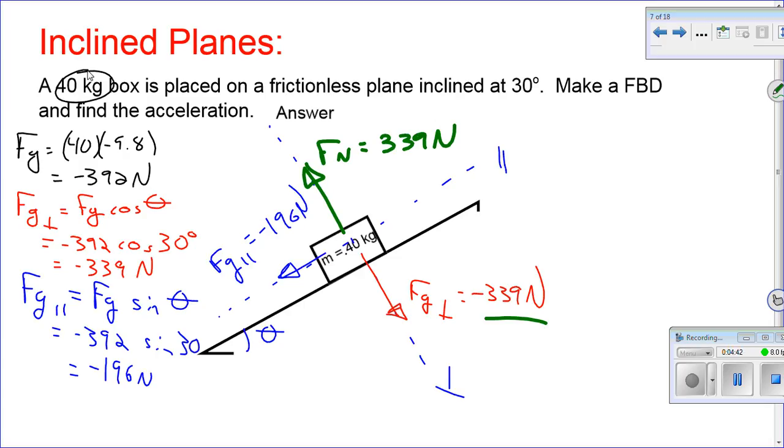All right, cool. So now that we've got all that, we can find our acceleration. Acceleration is net force over mass. The perpendicular forces cancel, so our net force is just negative 196. Divide that by the mass of 40 kilograms, and you end up getting negative 4.9 meters per second squared.